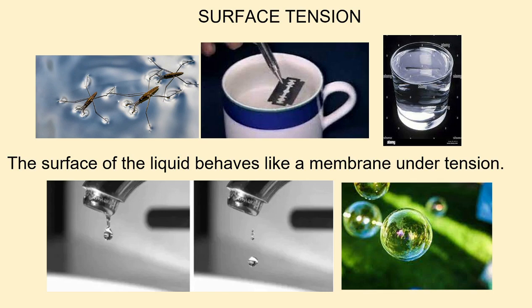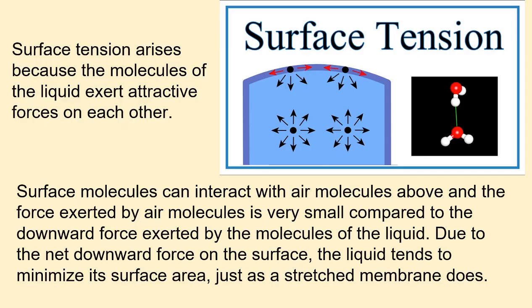At the bottom, you can see a drop of water coming out of the tap. It has a spherical shape. Also the soap bubbles or air bubbles are formed in a spherical shape. So what is the reason behind this kind of property? This property can be attributed to what we call surface tension. So what is surface tension?